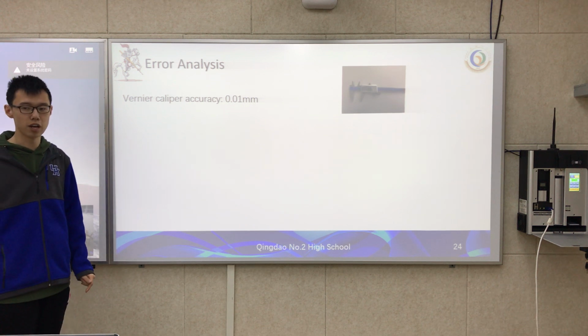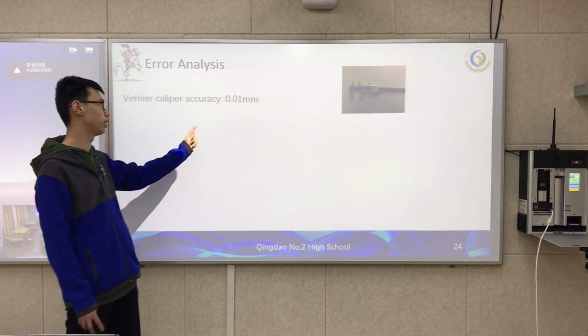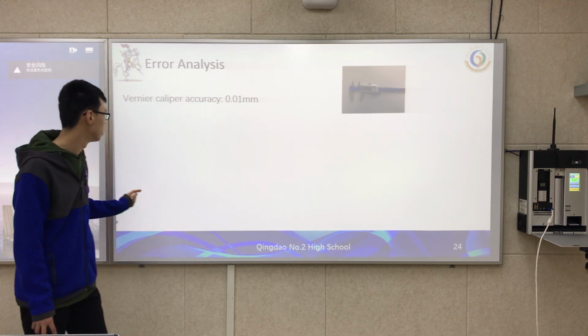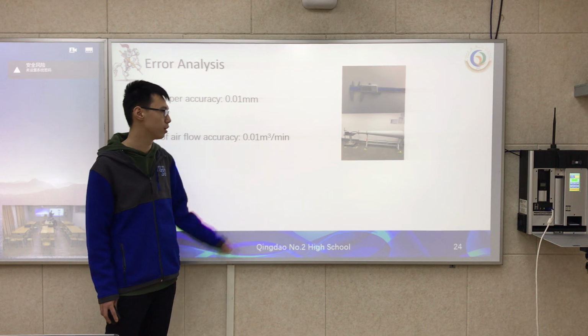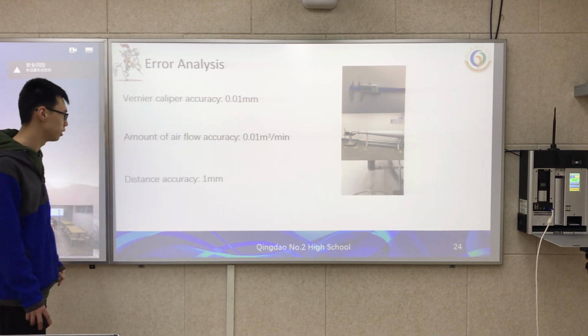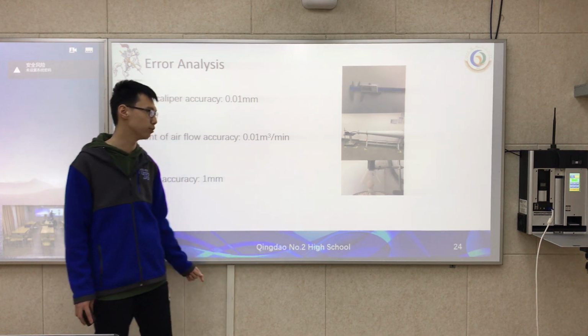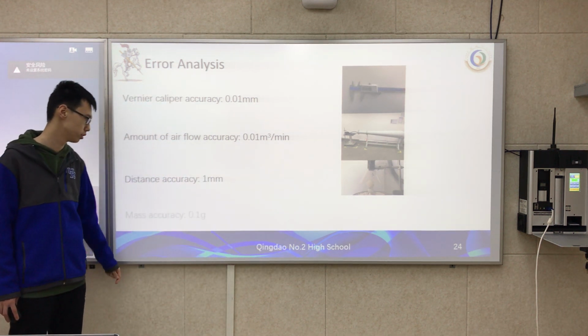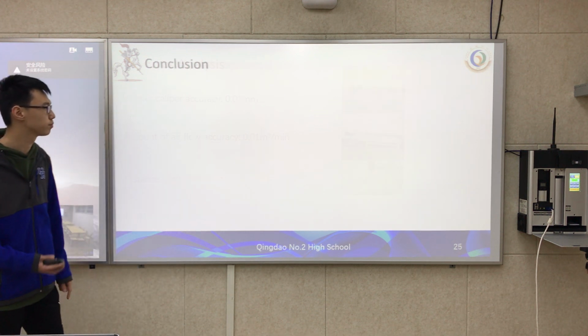And there are also some major errors in our experiment. First, the Vernier caliper accuracy is 0.01 millimeter. The airflow amount accuracy is equal to 0.01 cubic meters per minute. The distance accuracy between the center of the ping pong ball and the bottom of the funnel is equal to 1 millimeter. And the mass accuracy is 0.1 grams.